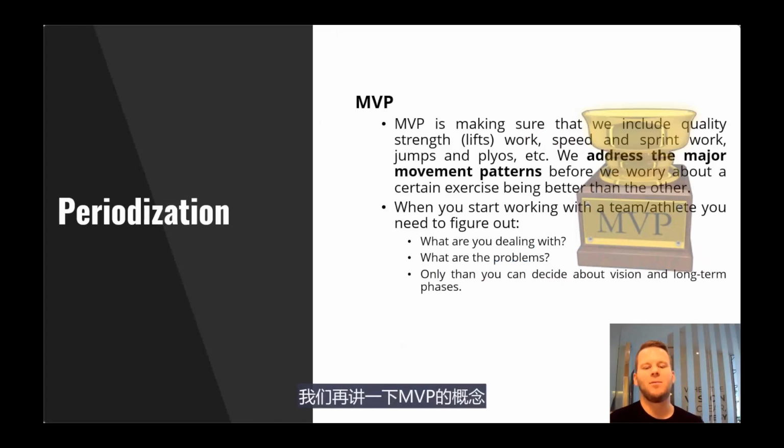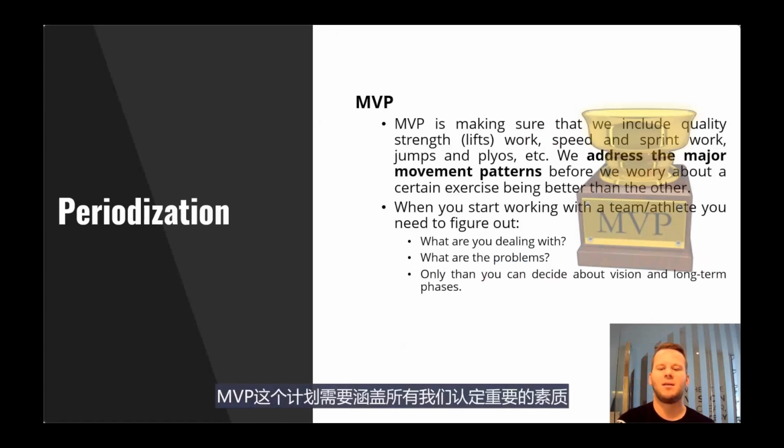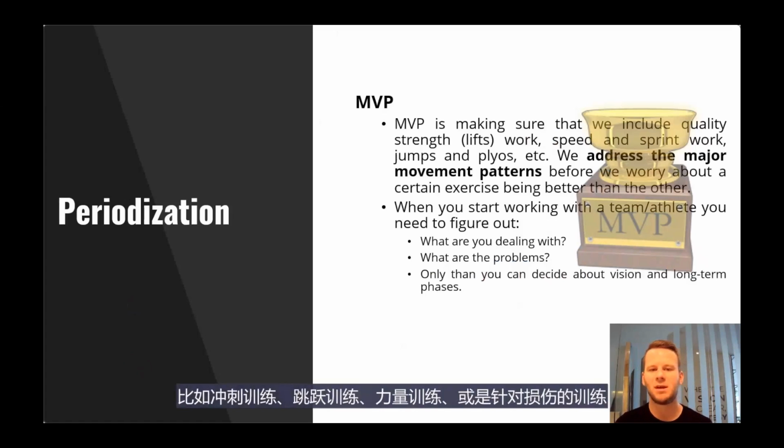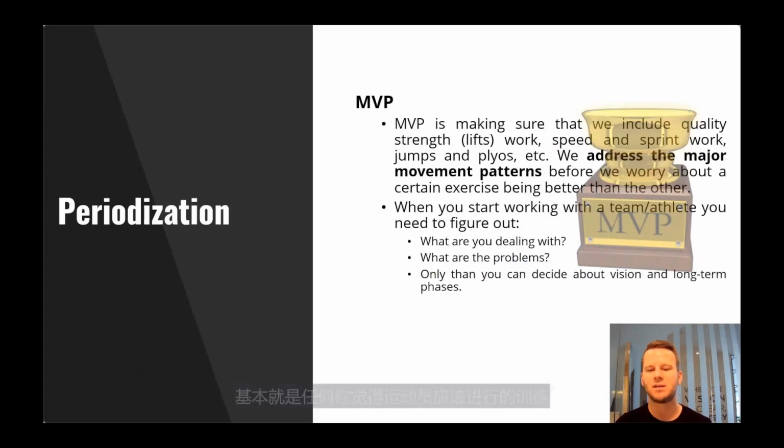Let's talk about the MVP a little bit. Our MVP, while we're figuring out what we have to do in the long term, has to include all the qualities that we have identified as important. So think that there will probably be some speed or sprint work, some jumps, some quality lifts, maybe some work for certain often injured areas in a certain sport. Basically, a little bit of everything that you know will work and that this sport's athletes need.